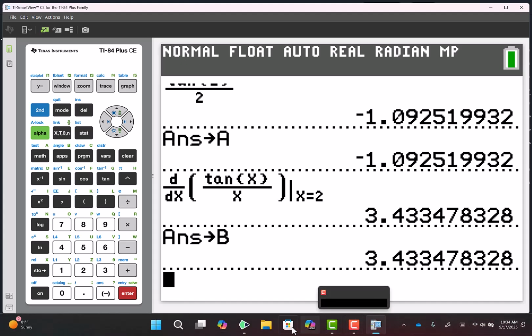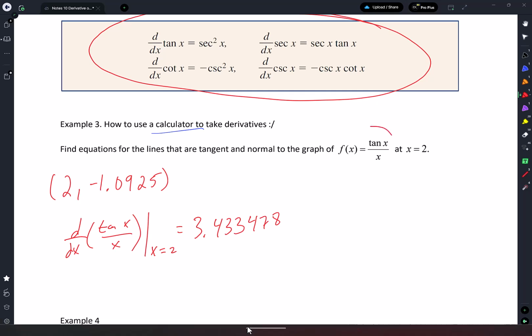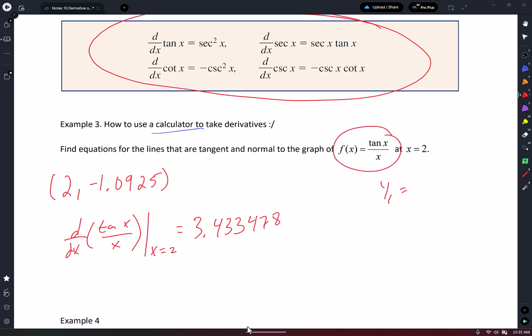So check it out. Here's what I'm gonna do. I want to see how this looks in my calculator. I'm gonna type this into y1, and I'm gonna show you a different way that you could have done it. Tan x over x, and then I'm gonna go to y2, and I'm gonna type in. Let's see, what am I gonna type in? y minus or plus 1.0925 equals my slope 3.433478. X minus 2. Okay, so I'm just going to move that to the right.